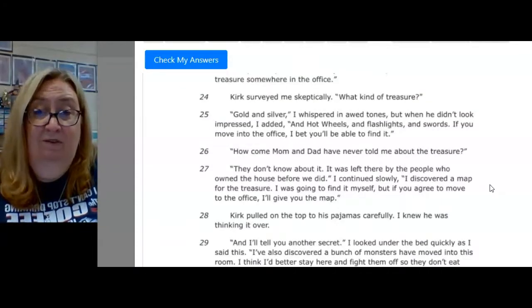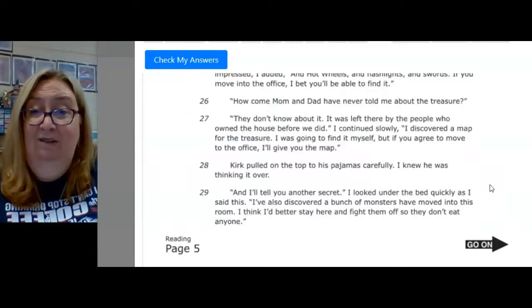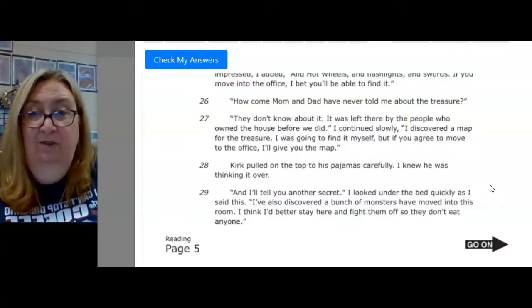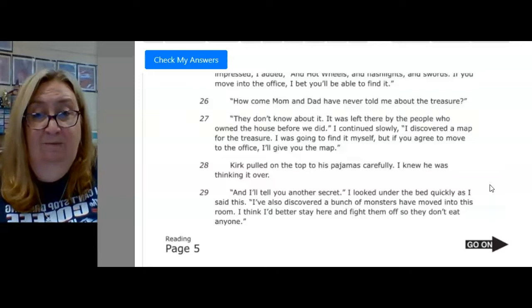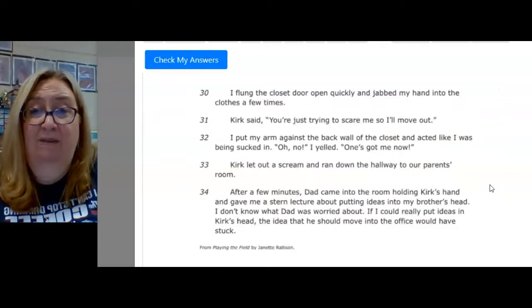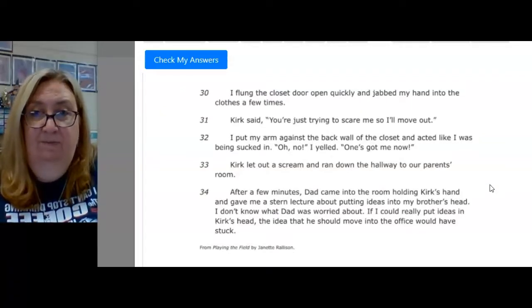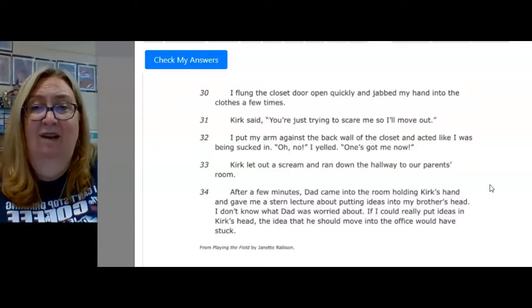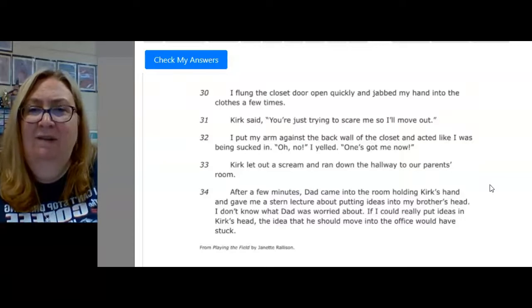I knew he was thinking it over. "And I'll tell you another secret." I looked under the bed quickly as I said this. "I've also discovered a bunch of monsters have moved into this room. I think I'd better stay here and fight them off so they don't eat anyone." I flung the closet door open quickly and jabbed my hand into the clothes a few times. Kirk said, "You're just trying to scare me, so I'll move out." I put my arm against the back wall of the closet and acted like I was being sucked in. "Oh no," I yelled. "One's got me now."